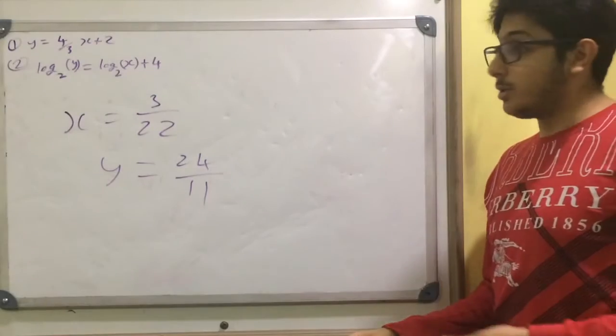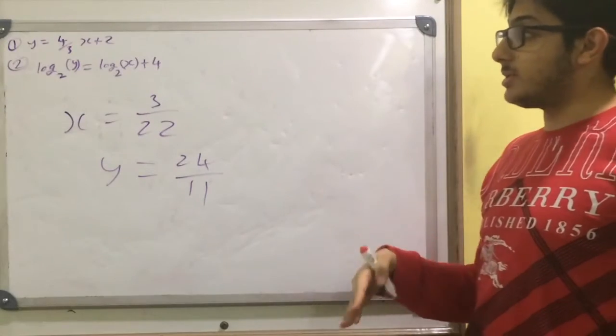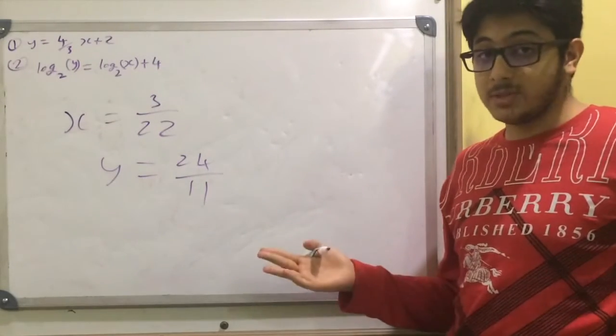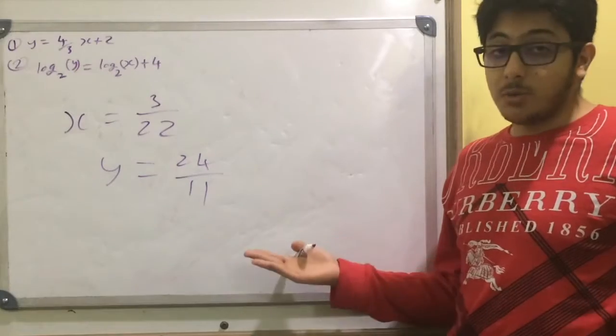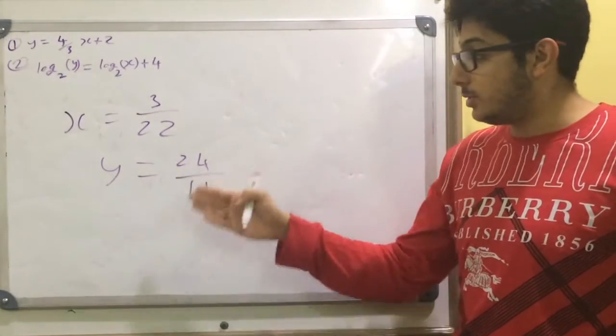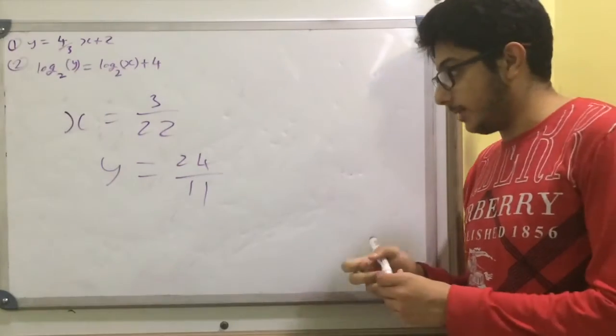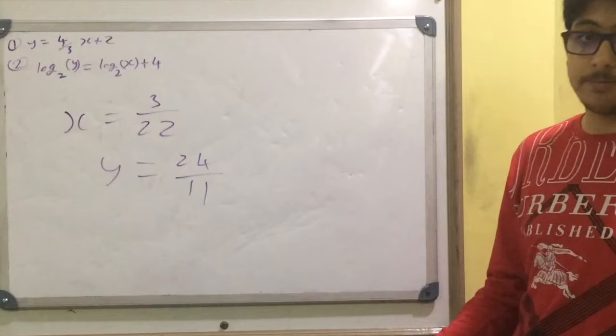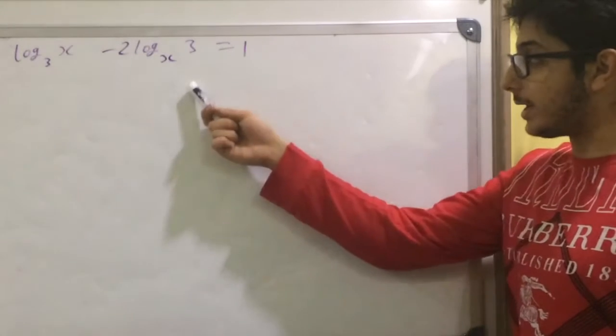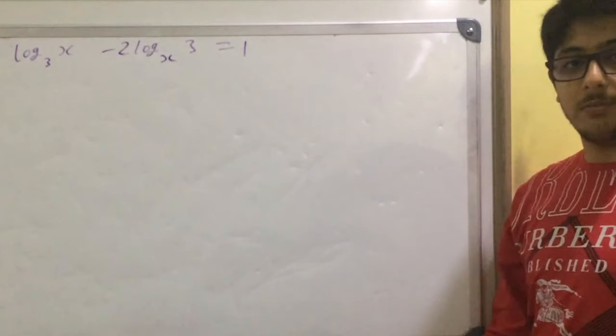Alright, I'm not going to show you how to solve them simultaneously, because simultaneous equations has nothing to do with logarithms. So in case you're wondering, the answers are x is 3 over 22 and y is 24 over 11. Next question. Alright, I want you to solve for x. Go.